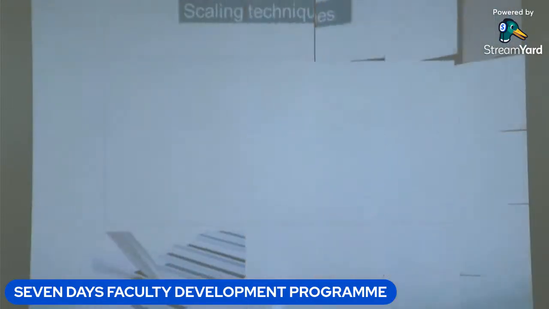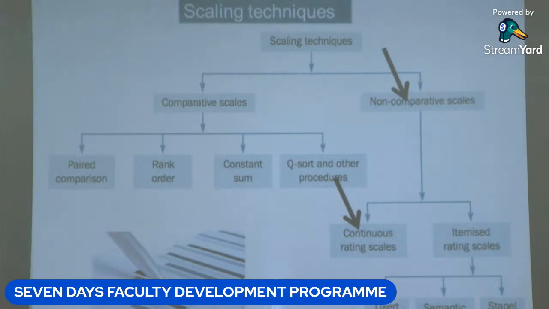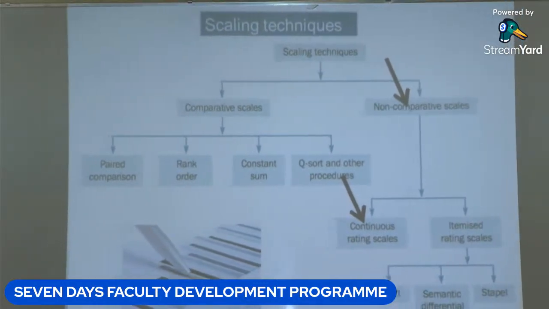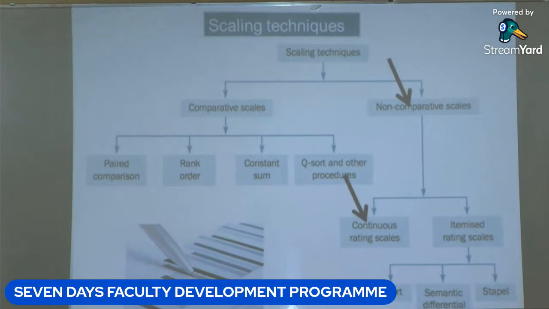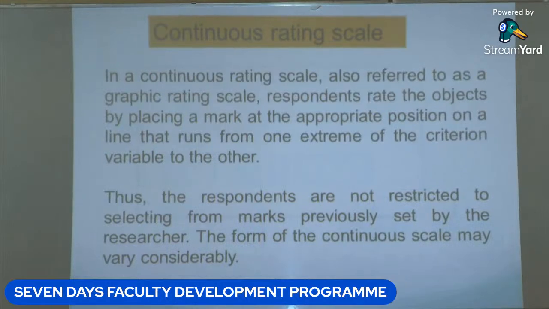Under these non-comparative scaling techniques, we have again subdivided into the continuous scaling technique or rating scales and the itemized rating scales. Under this, the continuous rating scale, the name itself indicates that the scale is continuous in nature, and which is normally in literature referred to as the graphic rating scale. Here the respondents rate the objects by placing a mark at the appropriate position on the line that runs from one extreme of the criterion variable to the other.